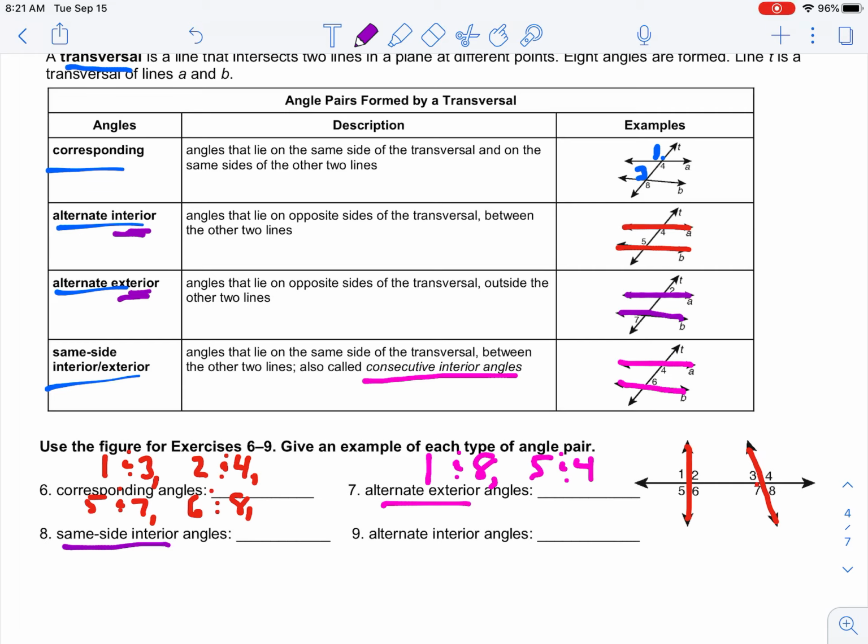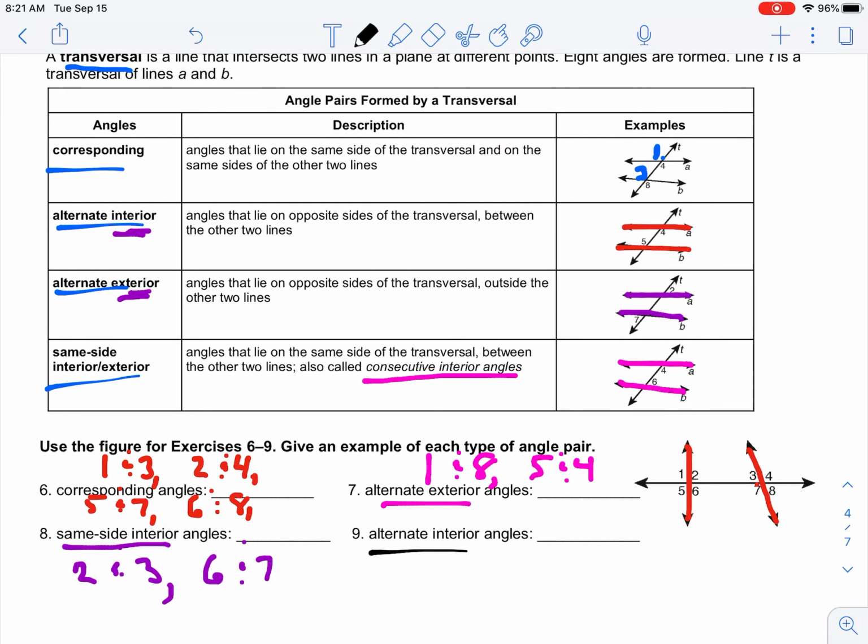All right, let's look at same side interior. So this time the key word is interior, and we want same side of the transversal. So I need 2 that are inside the red lines. Well, angle 2 and angle 3 would go together. 2 and 3 are inside and they're on the same side of the transversal. 6 and 7 would go together because they're inside the two red lines and they're on the same side of the transversal.